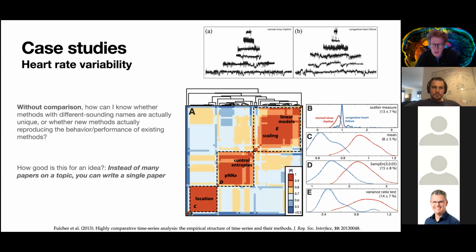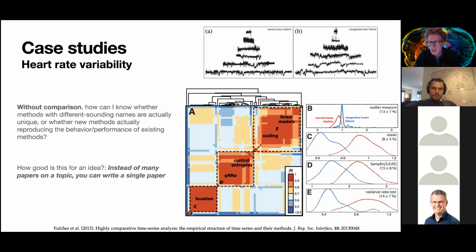pNN was a standard measure for this task. That's another little group of methods, and each of those have been published in separate papers. And in that box labeled E there, we had some new methods, but also some well-known methods on fractal scaling, linear models for the data, etc. So when we did this, we were retrieving all the approaches that had been published in the literature, organizing them into groups based on how similar they were. All the individual reports don't show you how different methods relate to each other.